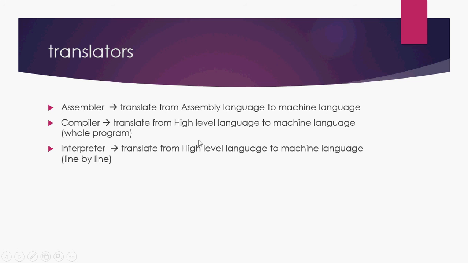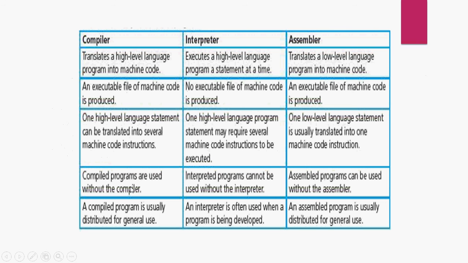So what is the difference between compiler and interpreter? Compiler translates the whole program, but interpreter translates statement by statement or line by line. So we have three types of translators: assembler, which translates from assembly language to machine language or to 0 and 1; compiler and interpreter, both of them translate from high level language to machine language, but compiler translates the whole program, interpreter translates line by line.